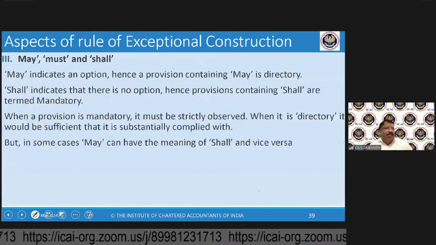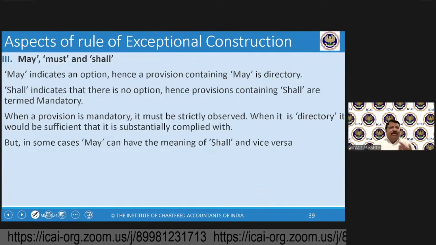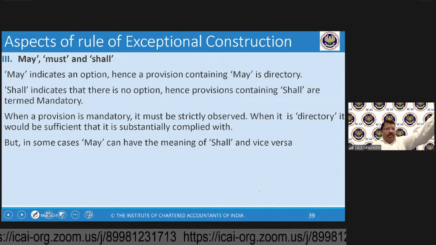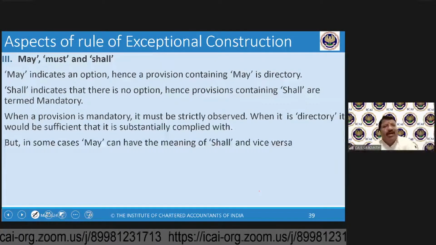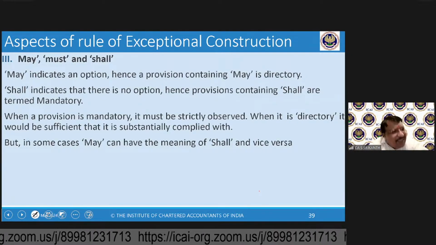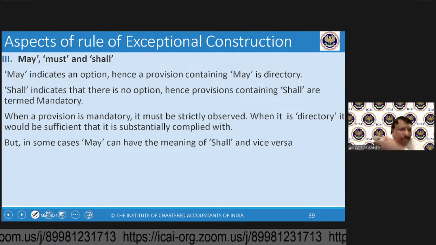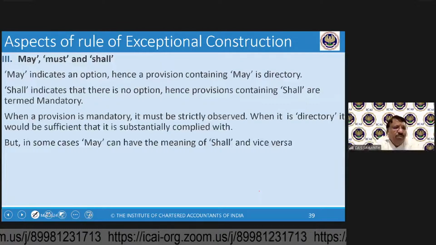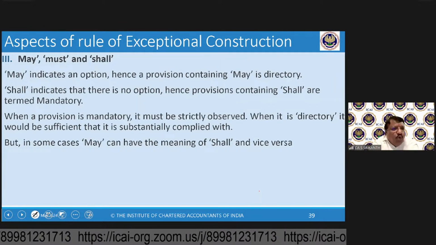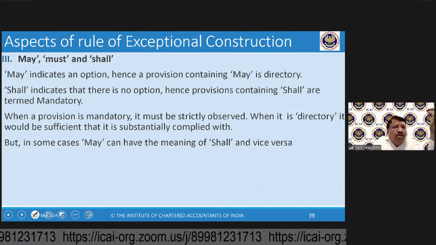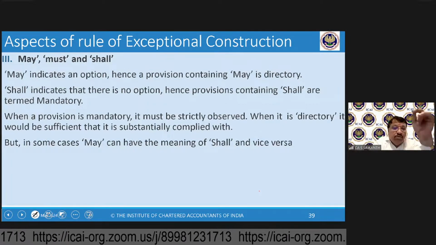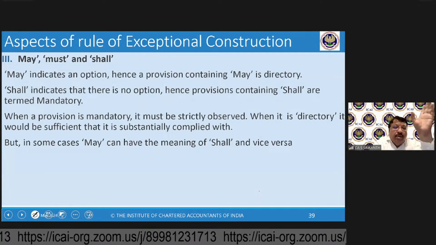May, must, and shall. Simple. May is an option. It is a power. When the law says may, then may includes may not. When you say the door is half open, it isn't half shut. So when I say you may do, it includes you may not do. There's an option. The minute I give you an option to do, it carries with it an option not to do. But shall indicates no option. You shall do it. Okay.